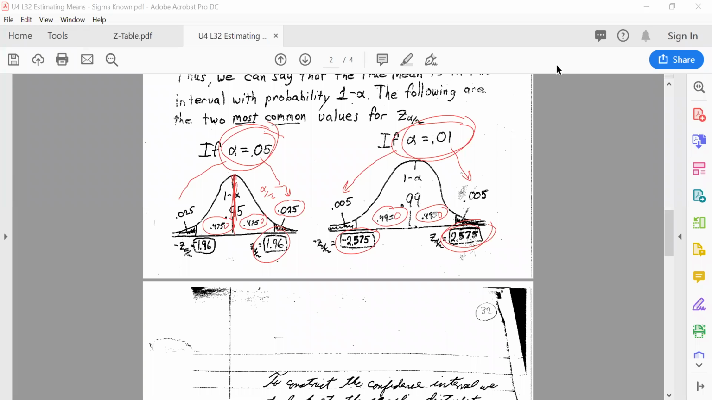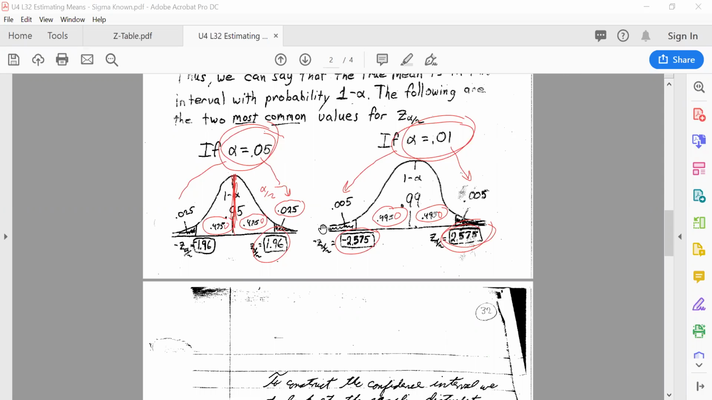Okay, picking up where we left off. Let's get to it. I now will move on past the common values for alpha, which we said are 0.05 and 0.01. Okay, so from here, we are going to do a probability problem.